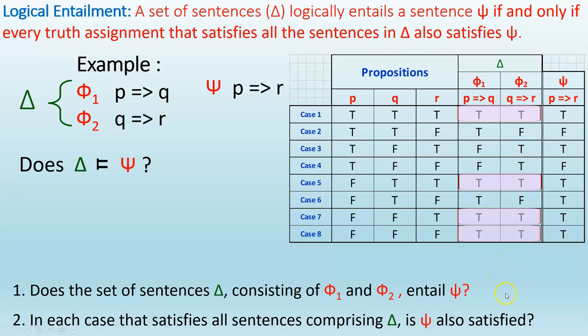So the question is, in each of those cases, is psi satisfied? And the answer is pretty easy when you look at the truth table. Yes. Just look at them. Every time these two are satisfied, that's also satisfied. So what does that mean? Simple. We conclude that delta entails psi.